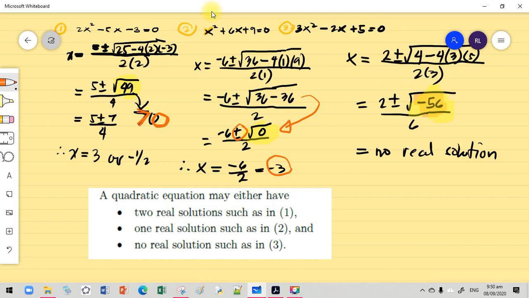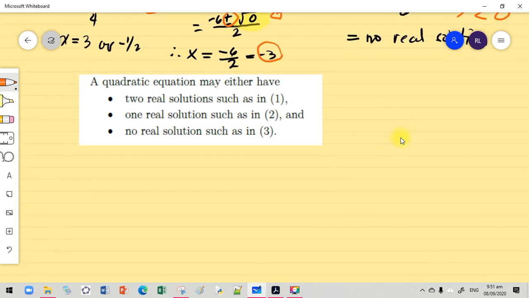So here in number 3, since we cannot get the square root of a negative number, what does it tell us is that this one is less than 0. Negative means less than 0. So we will have no real solution. So in general, we can summarize this like this.